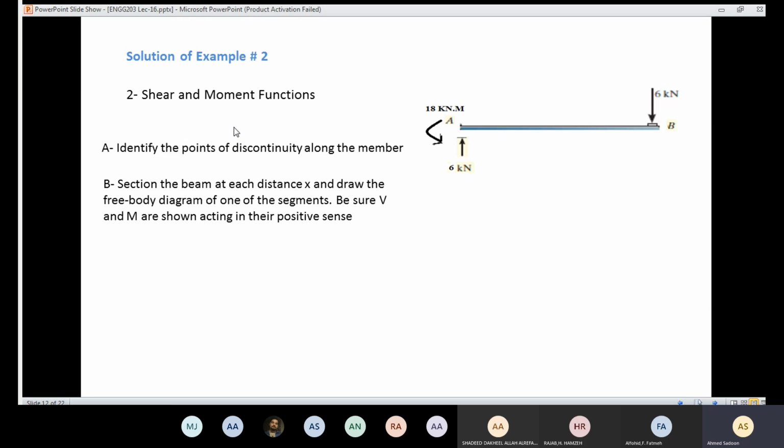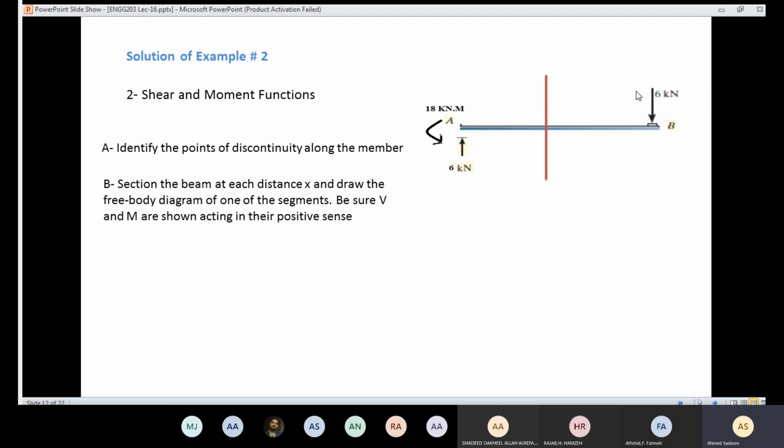So now in order to get the shear and the moment function, I need to take sections. And in order to do that, I need to know the points of discontinuity. Here, I don't have any point of discontinuity. The concentrated force is located at the end, so it's not going to affect my point of discontinuity. I don't have a couple moment. I don't have distributed loading. So I'm going to end up with only one section.